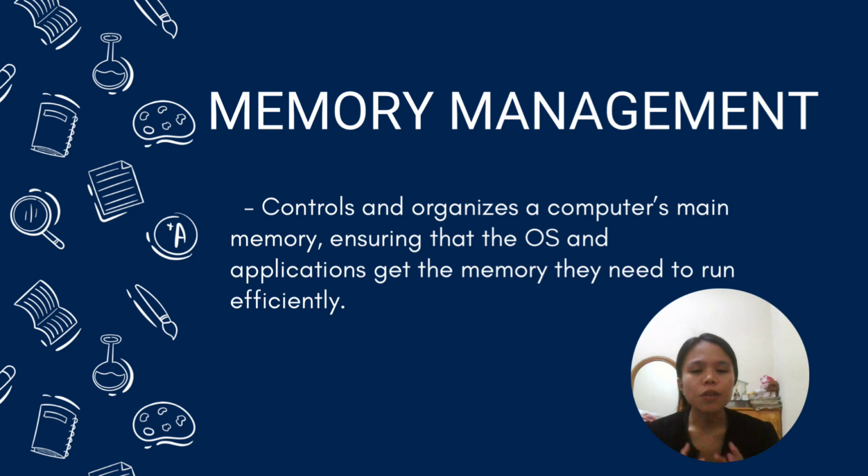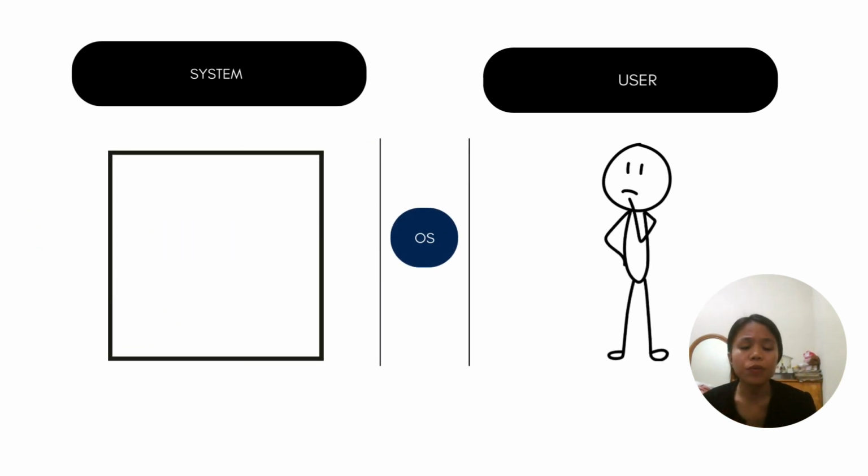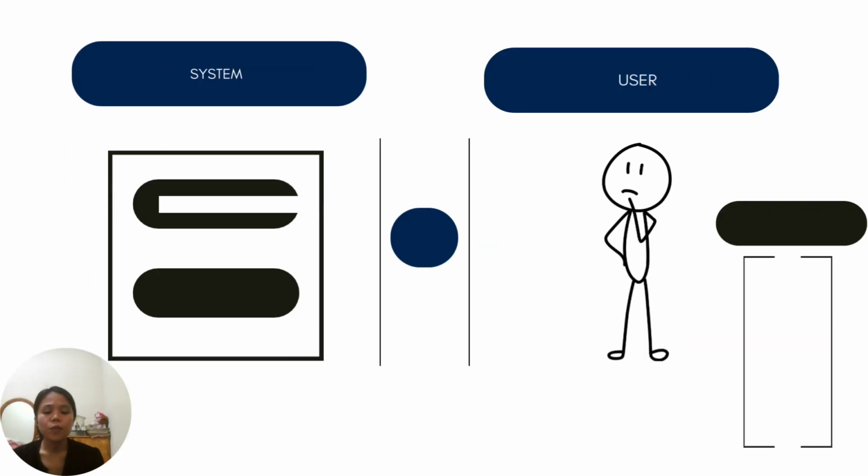It controls and organizes a computer's main memory, ensuring that the OS and applications get the memory they need to run efficiently. We have here an example. So, this diagram shows how the operating system will work. The OS can be referred to as the interface between the system and the user, or the interface between the hardware and the user. The basic goal of the operating system is to make things efficient and convenient for the user. And the computer system consists of mainly two parts, which are the processor and memory.